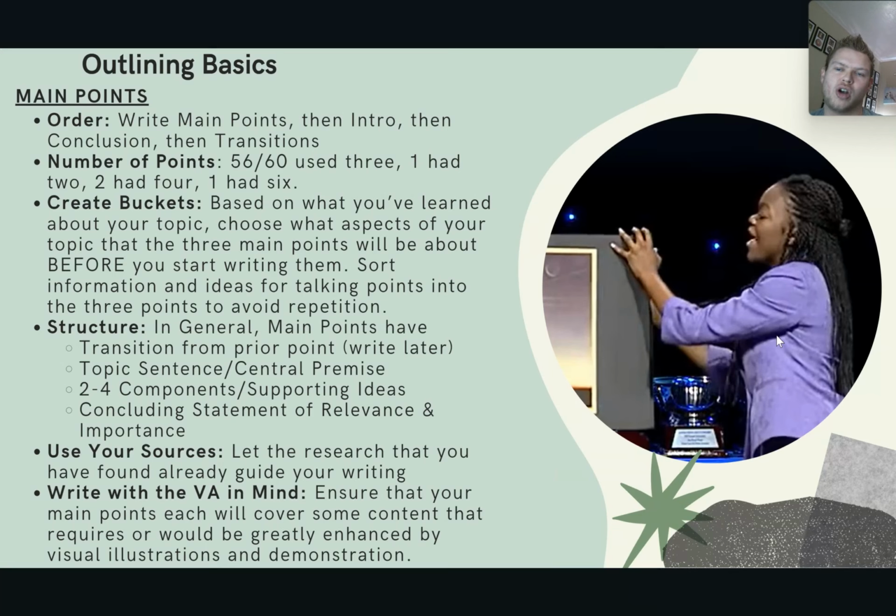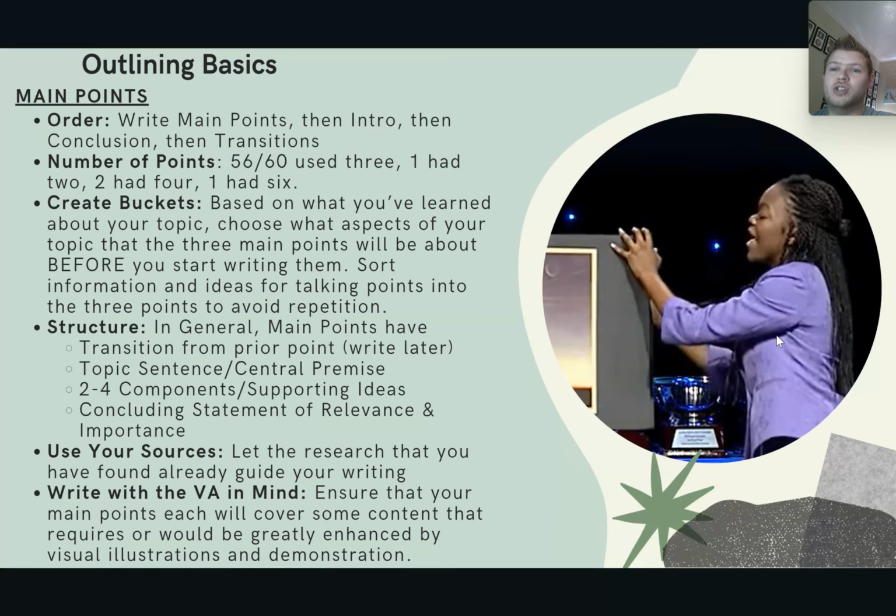What is the structure of a main point in informative speaking? You want to always start by transitioning from the previous point. Then you're going to give a topic sentence or the central premise, the main idea of the point that you're saying. Usually, depending on the type of content you're going to be sharing in the main point, you have between 2 to 4 components or supporting ideas that are supported by research and examples and things like that. And then you always want to finish your point with a concluding statement of relevance and importance. So sum it up essentially and tell us why it mattered that we just learned that.